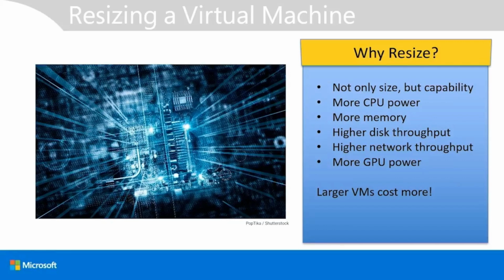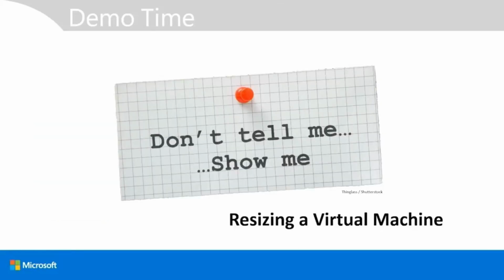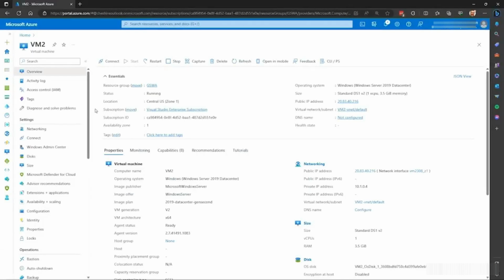Okay, so we have a VM that we created earlier. Let's have a look at how we can resize that VM in the Azure portal. So we're back in the Azure portal looking at our virtual machine VM2, and what we want to do is resize this VM. Let's say we need more power, as I was speaking about here just a minute ago.